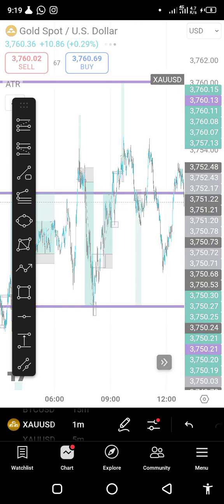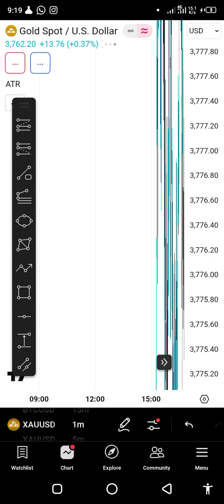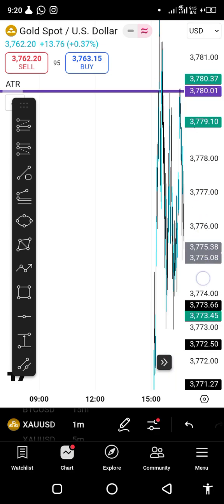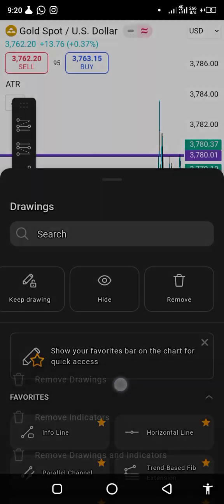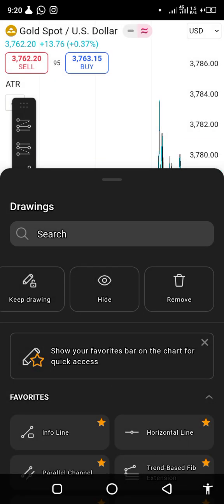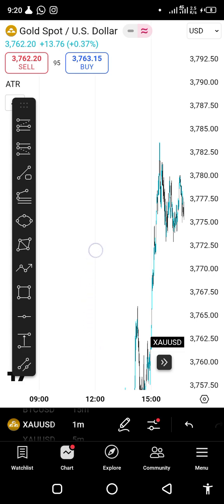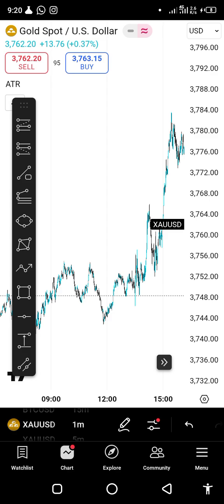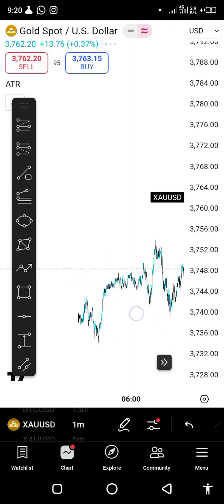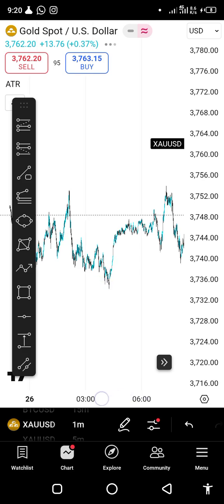Let me start from the first chart. I'm cleaning everything here. So, this is the first chart. Then let's go to Friday. London session starting from 7 a.m.